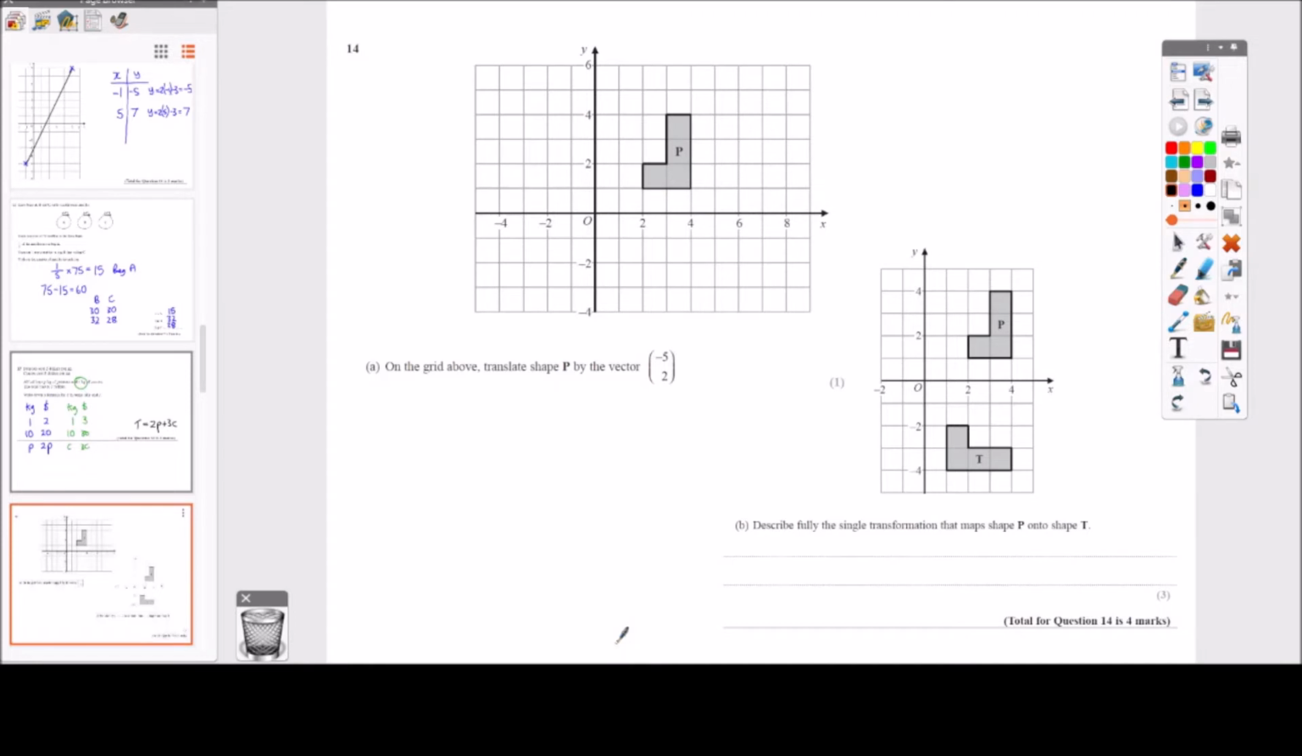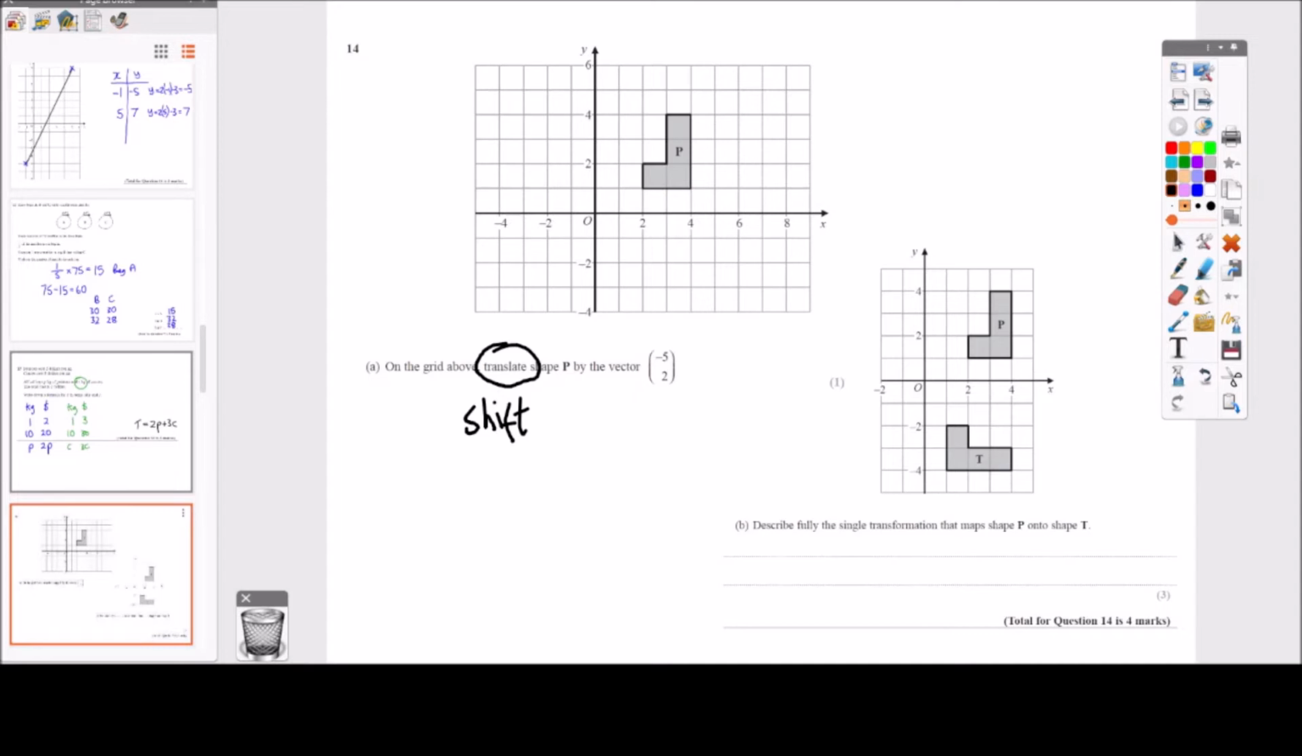Question 14, part A. On the grid, translate shape P by the vector minus 5, 2. Now, translate means shift. So you're just shifting the shape left, right, up or down. It's still going to be that L shape, or sort of backwards L shape. Now, how does the vector work? It works a bit like coordinates.